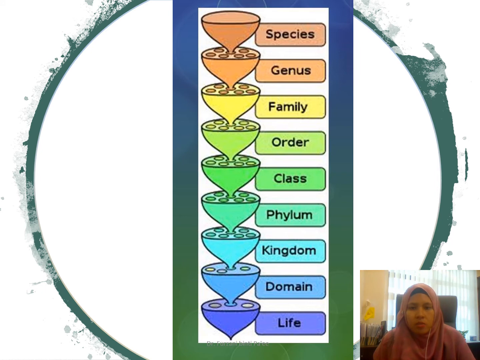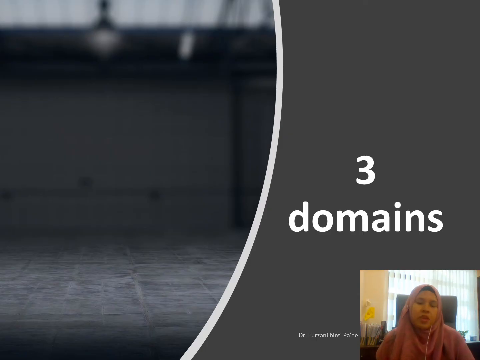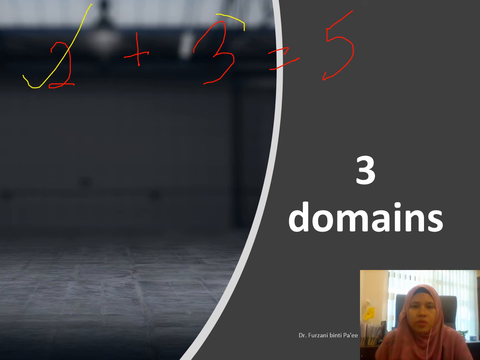Okay, so remember again, this is the taxonomic level, the 8-level system, and know how to remember this, okay? Alright, now we've come to the 3 domains, okay? So remember, we have the mathematical equation, 2 plus 3 equals 5, okay? So we have covered this. I think I'm going to use yellow now. Okay, so we have covered this. Now we are going to cover the 3 domains, yeah?